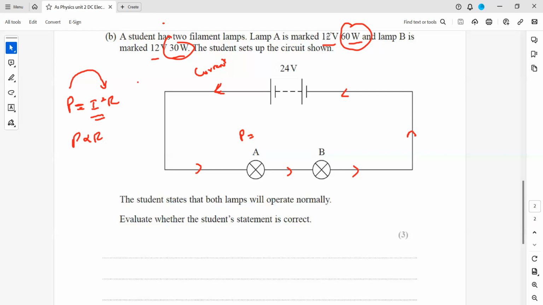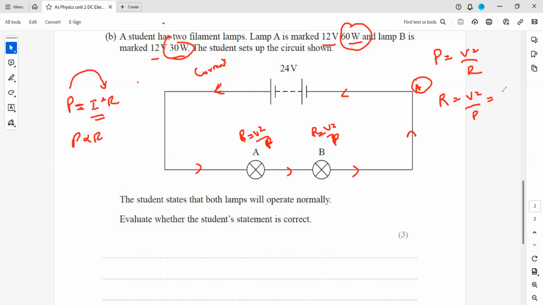How did we work out that A has a lower resistance than B? If you work out the resistance, P is equal to V squared over R. So if I want to work out the resistance, it is V squared over P. The resistance of lamp A is V squared over P, and the resistance of lamp B will also be V squared over P, not R. So resistance is V squared over P.